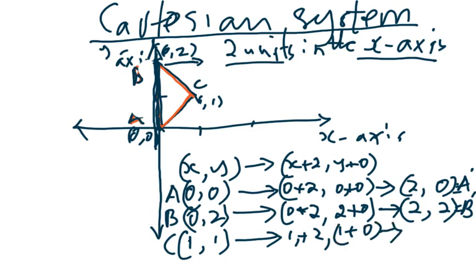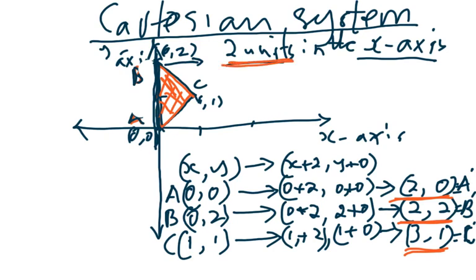So this now becomes 1 plus 2 will be 3, comma, 1 plus 0 is 1. And that is my C prime. So these are therefore my new values of that triangle after it has undergone a transformation of 2 units on the x-axis.